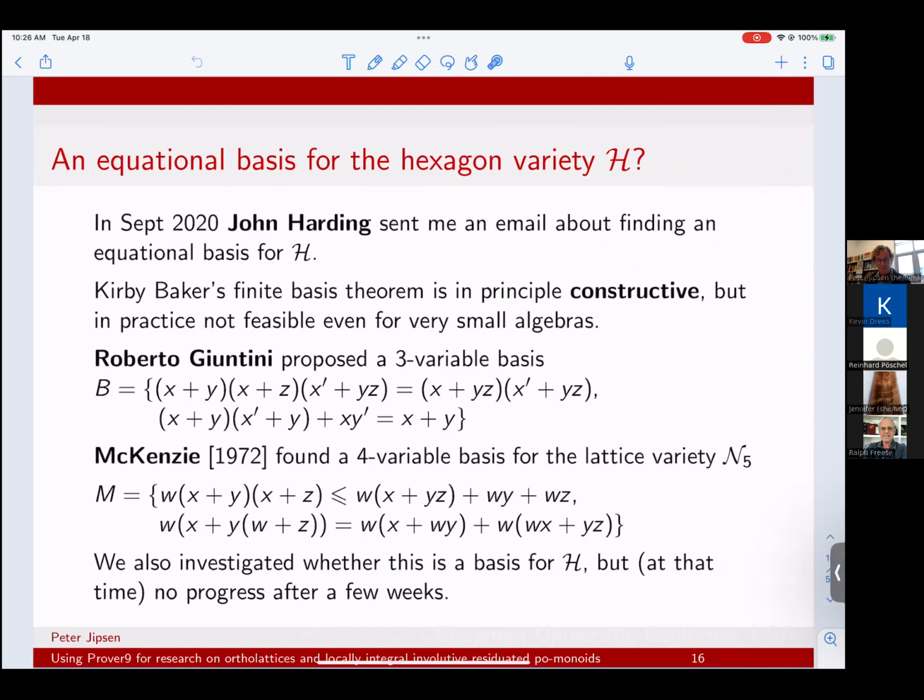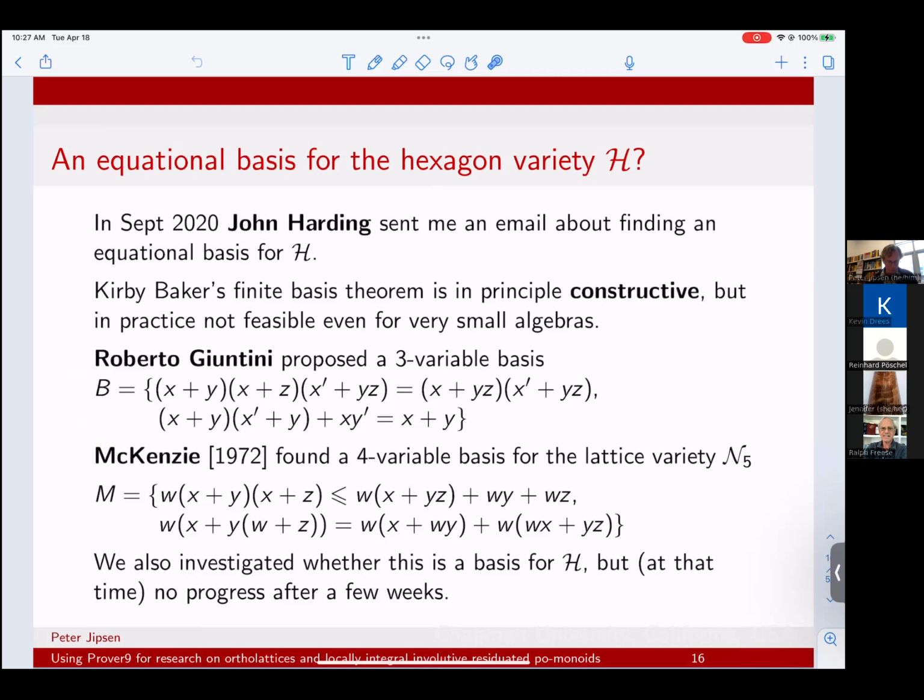But what about H? What about the benzene ring, right? In September 2020, I got an email where John Harding had been contacted by Roberto Giuntini, in Sardinia, who wanted to know, is there a basis for the variety generated by H? And we thought about it for a while, and I couldn't make any progress on this. Kirby Baker's finite basis theorem says that yes, there should be one, but it's not so obvious how to find it. And we had some conjectures. In fact, Roberto already conjectured that this is a basis.